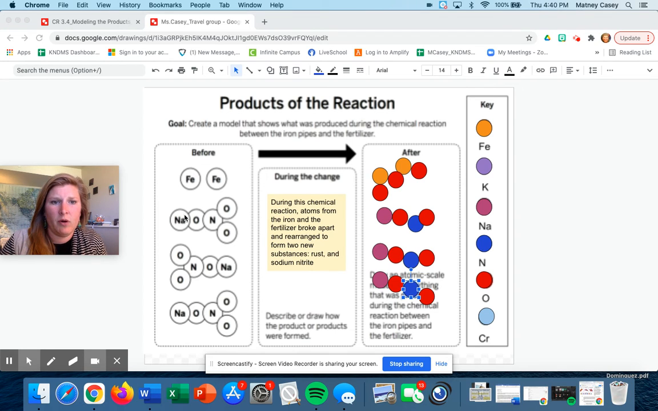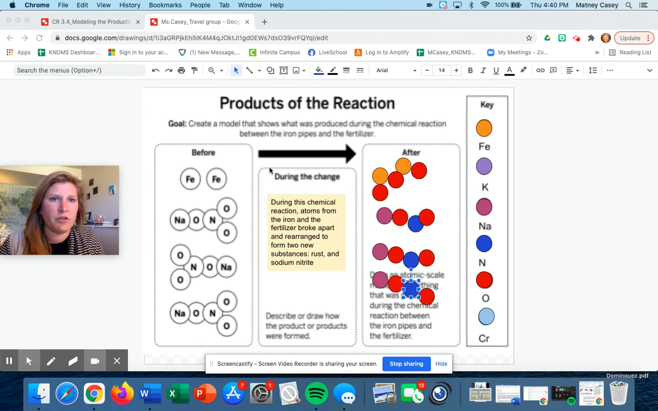I saw that there were one, two, three sodium atoms. So I copied and pasted three sodium atoms in here in pink. I saw on the before side there were also three nitrogen atoms. So I copied and pasted three of the blue nitrogen atoms. In grand total, there are one, two, three, four, five, six, seven, eight, nine oxygen atoms. So I copied and pasted nine oxygen atoms.